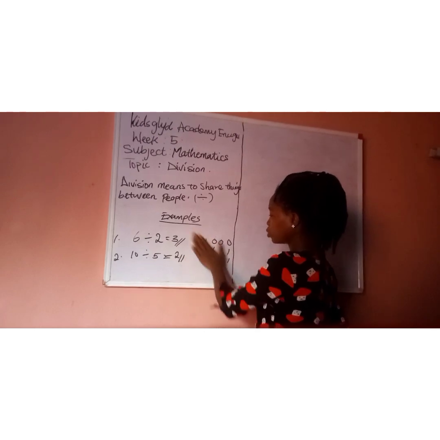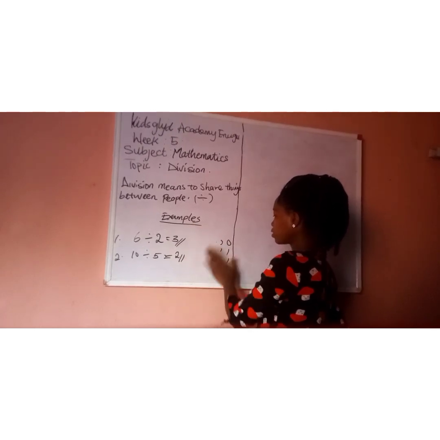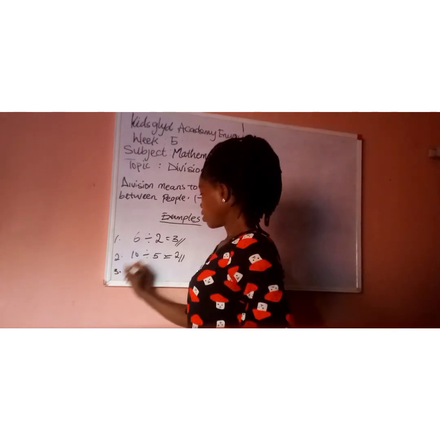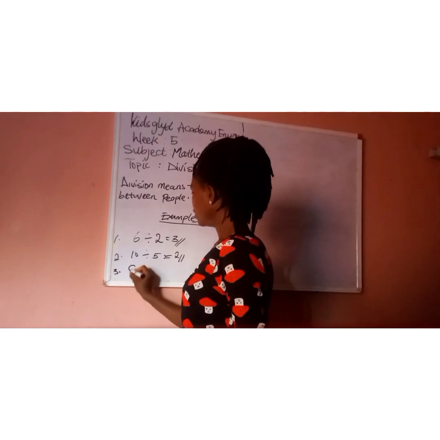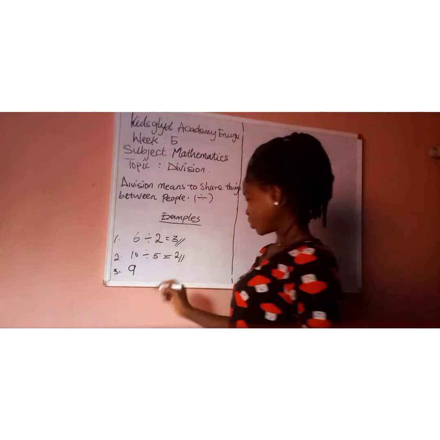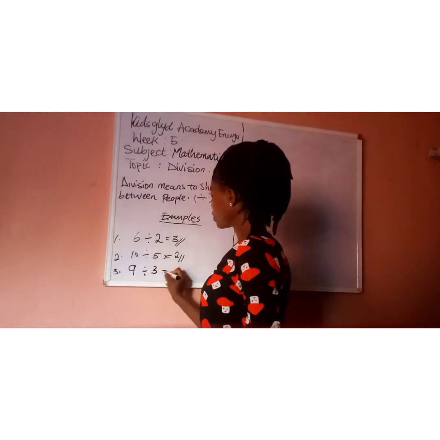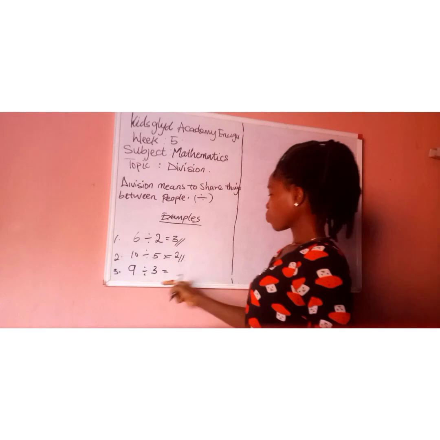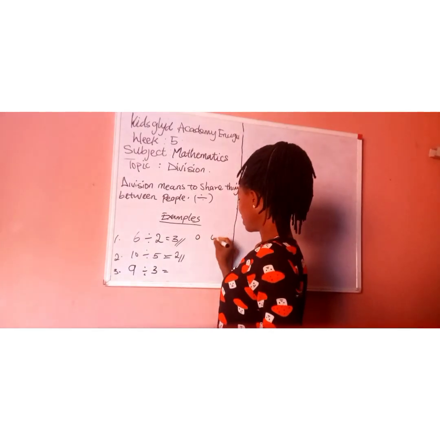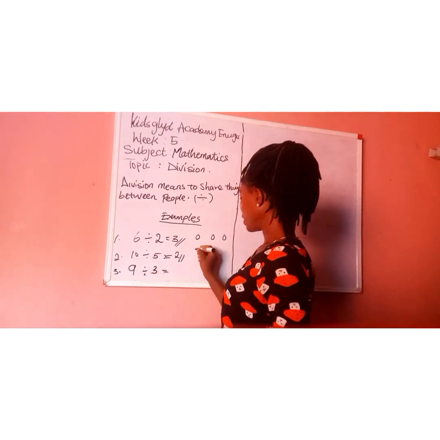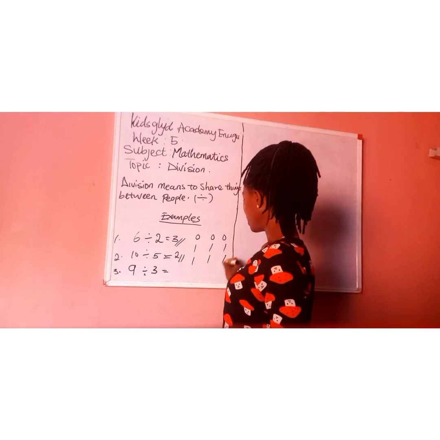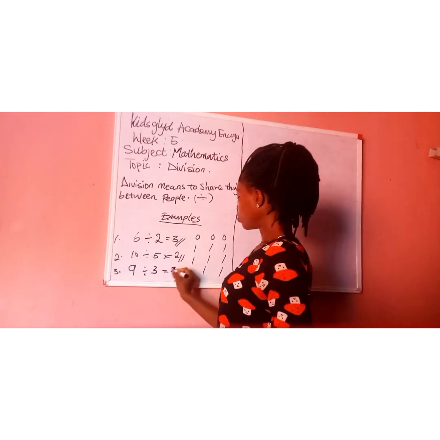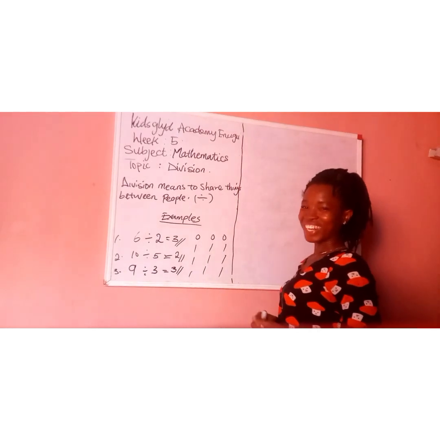So now we have our example 3. So now we have 9 apples divided by three people. Can you tell me the names of the three people? Good. Amaka, Joy, and Okechi. They are dividing nine apples. So this is their head. We are sharing nine apples to them. 1, 2, 3, 4, 5, 6, 7, 8, 9. So how many did each person get? 1, 2, 3. Your answer is 3. Do you see? Simple or hard?